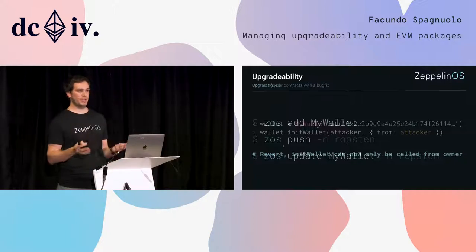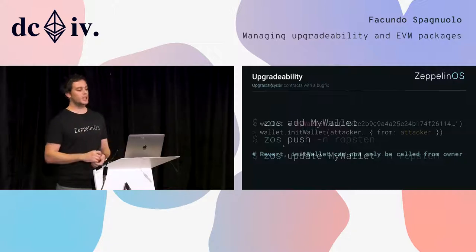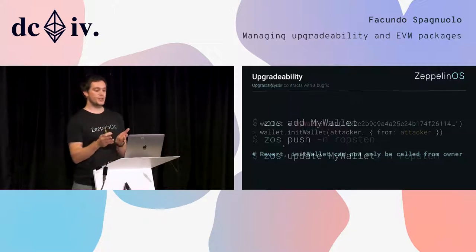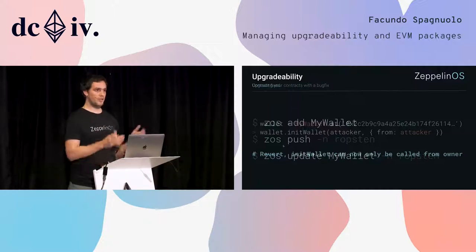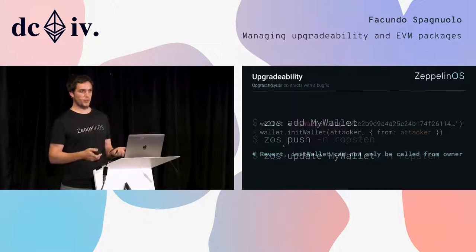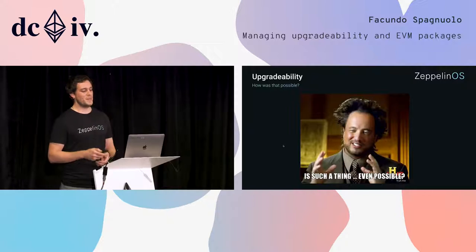So it was pretty simple. We didn't have to modify our source code in order to make our contracts upgradeable. As you can see, we're reusing the same address. It was an upgrade per se. We didn't have to migrate data from the previous wallet contract to the new one. We're really upgrading it.